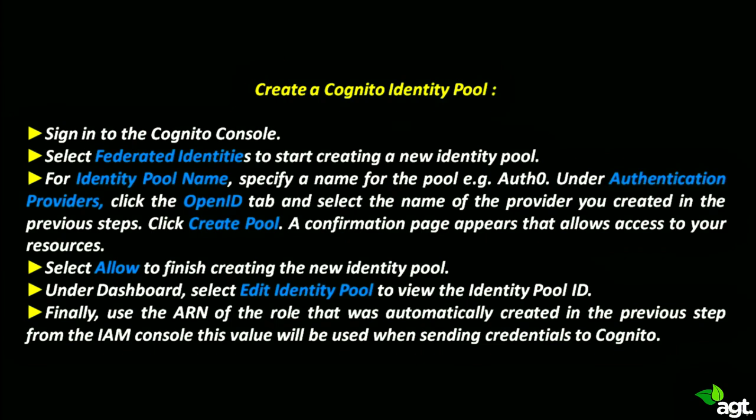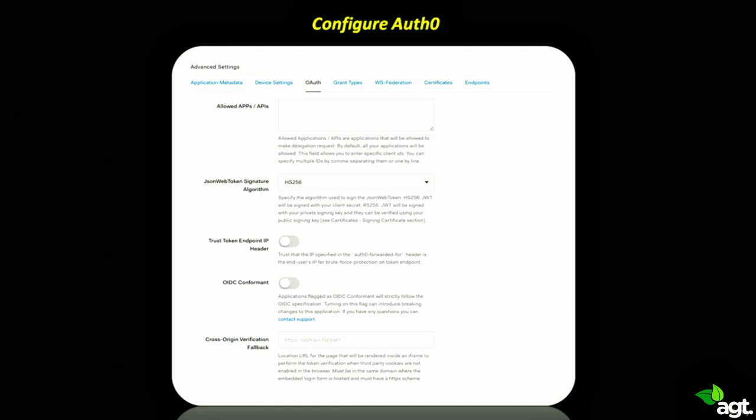Click Create Pool, and a confirmation page appears that allows access to your resources. Select Allow to finish creating the new identity pool. Under Dashboard, select Edit identity pool to view the identity pool ID. Finally, use the ARN of the role that was automatically created in the previous step from the IAM console. This value will be used when sending credentials to Cognito.